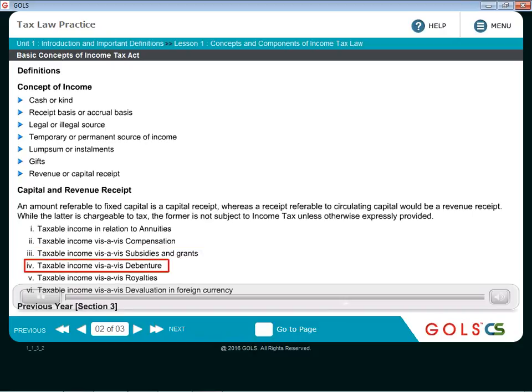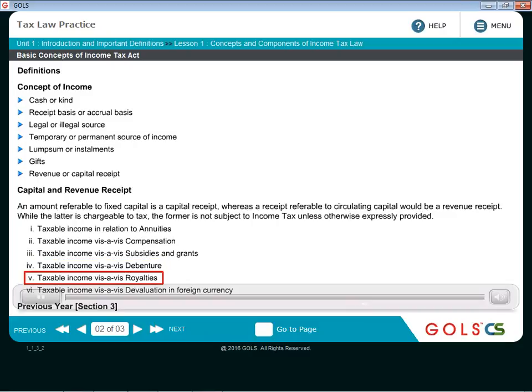Next is taxable income vis-a-vis debentures. As far as debentures are concerned, the interest on such debentures is taxable. When a company issues debentures, the amount received towards debentures is not considered a revenue receipt, it should be considered a capital receipt. Therefore the amount collected on issue of debentures is not taxable, but whenever a person receives interest on such debentures, then it becomes taxable.